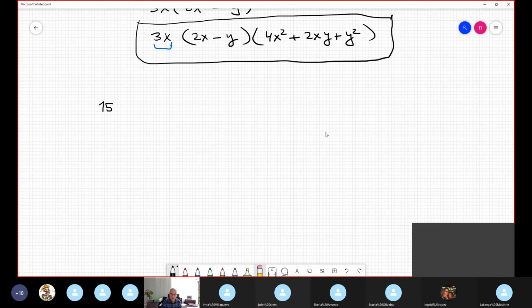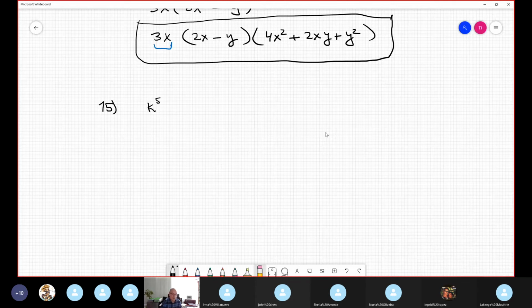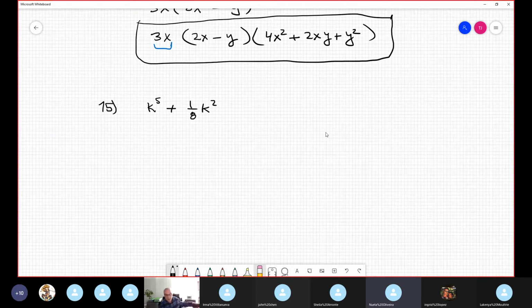Let's do number 15. It's skeptical. K to the 5th power plus 1 over 8 K to the 2nd power. What should I do, guys? Tell me. I'm in big trouble. Okay, I am lost. Come on. What is the GCF? Is it K, or is it K squared?